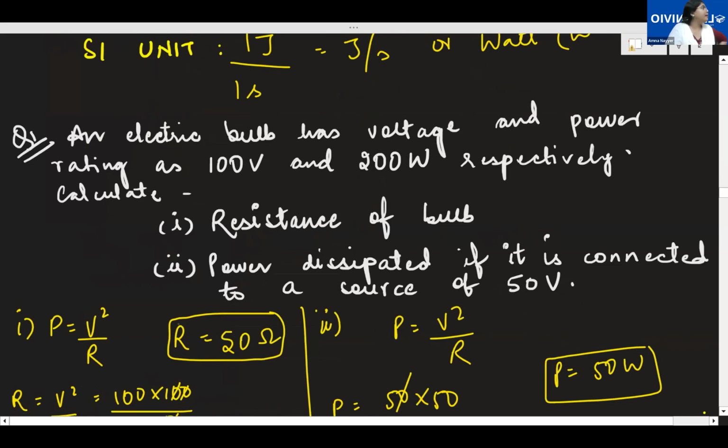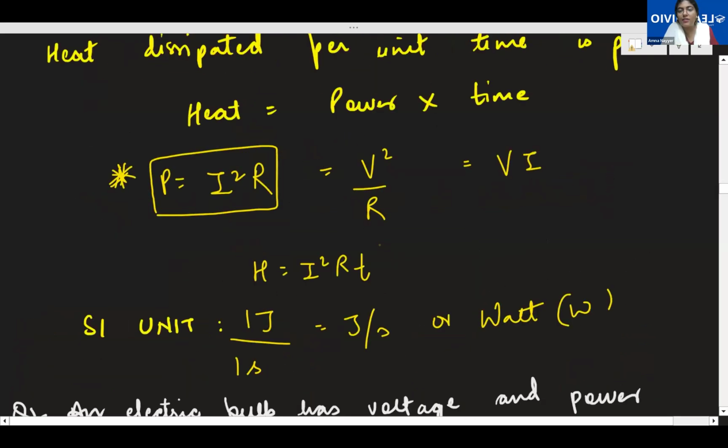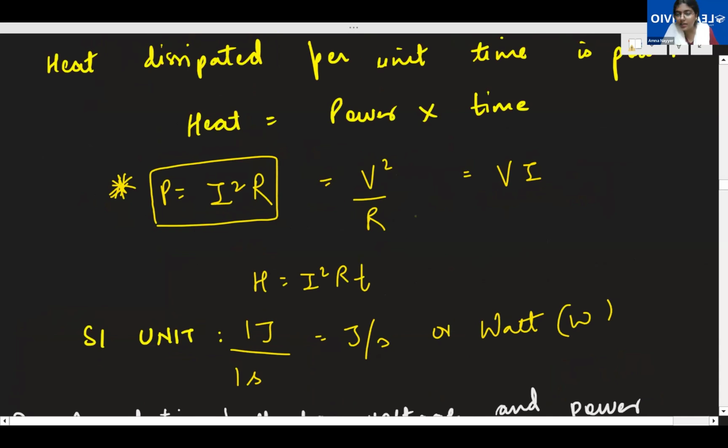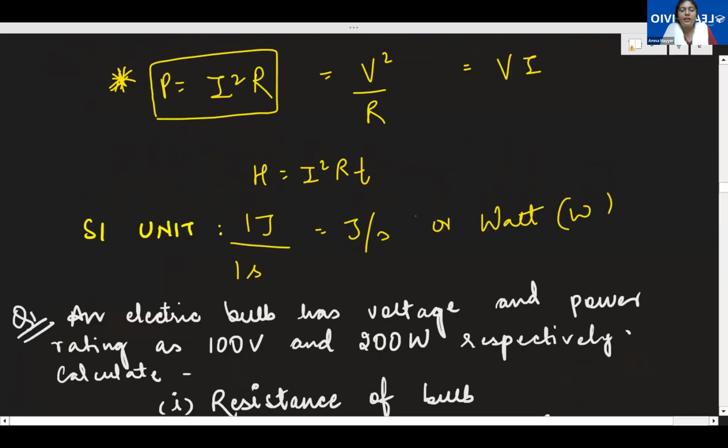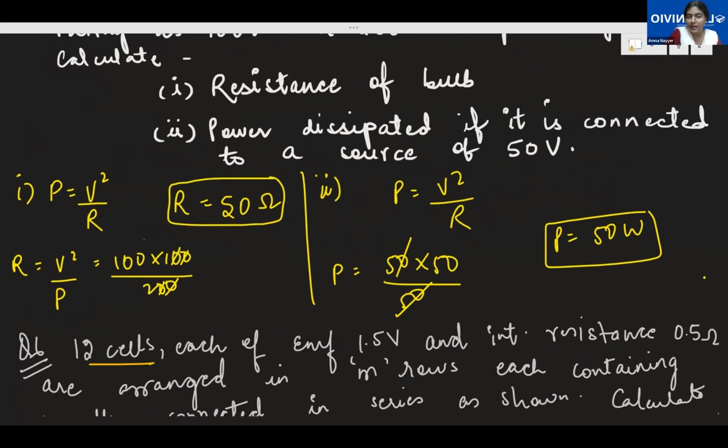Now see, an electric bulb has voltage and power rating as 100 volt and 200 watt respectively. So calculate the resistance of the bulb. See, voltage is given to you, power is given to you. Use the formula. See, when power and resistance and voltage are given, use the second one because the first and the third involve the current. Okay. So P is equal to V square by R. R is equal to V square by P. 100 into 100 by 200. That is simply, and this will be 50. 50 ohm will be the answer.